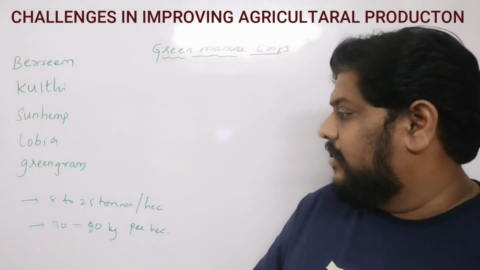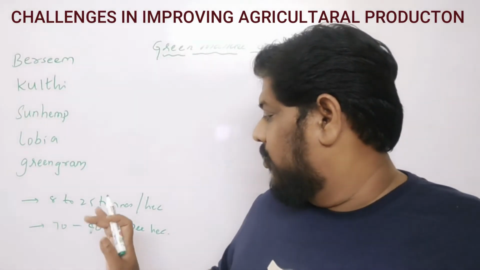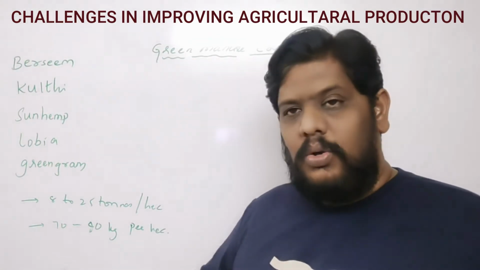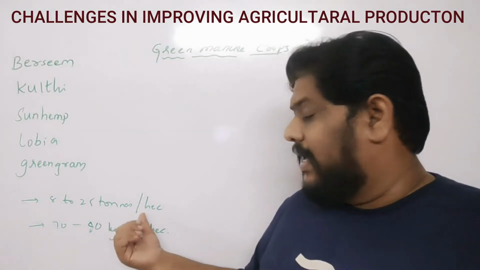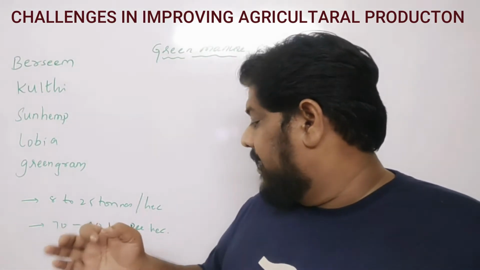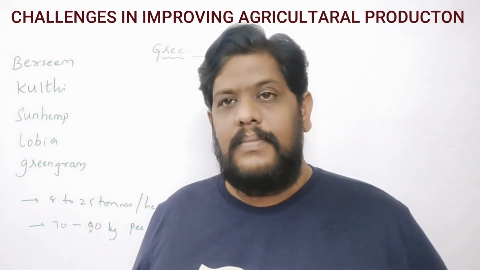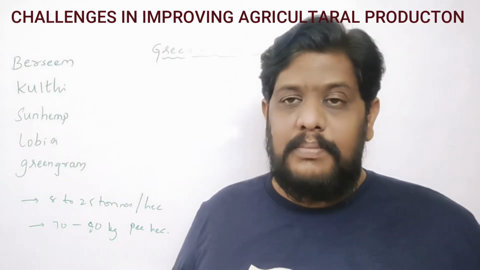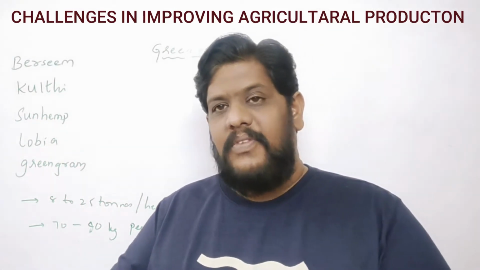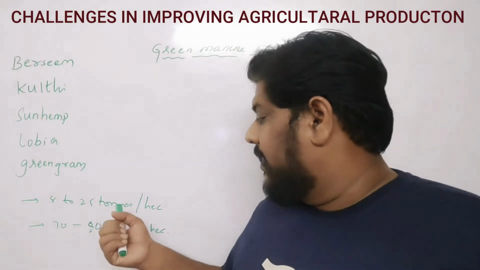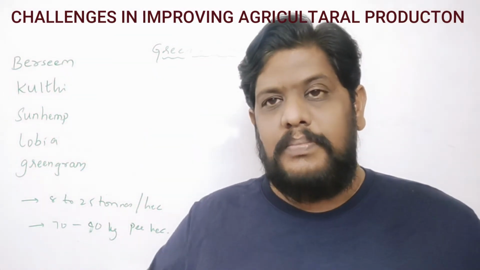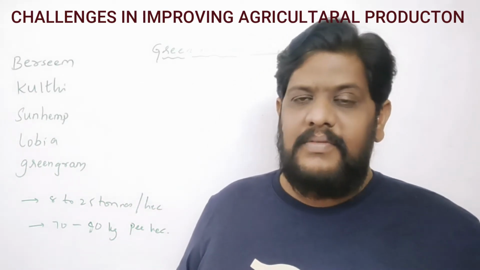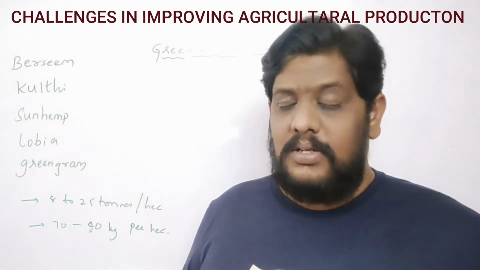You can just see here, 8 to 25 tons of plants per hectare. If you go ahead with this kind of plowing, per hectare you get 70 to 90 kg of nitrogen. 70 to 90 kg per hectare is not a very small thing, it's a very big thing, isn't it? So if farmers have to buy 70 to 90 kg of nitrogen per hectare, they have to spend a lot of money, if they have maybe 20, 30, 40, 50 hectares of land.